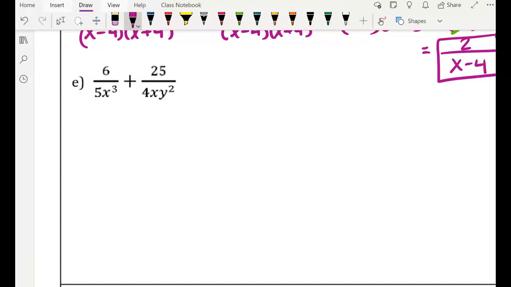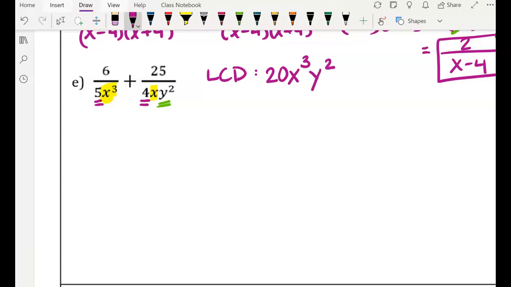So I do want to talk to you guys about how to find the LCD. The LCD between a 4 and a 5 is going to be 20, okay? Because 20 is the smallest number that will divide 5 and 4 evenly, both. Then we talked about x to the third and x. Those are the same variable, in this case the same factor, but x to the third is bigger, so we take x to the third. Then since y squared is by itself, that will definitely be in the LCD, okay?